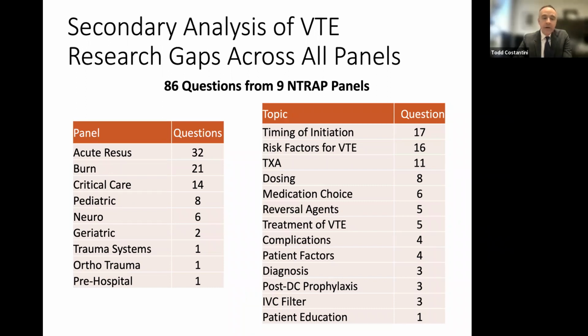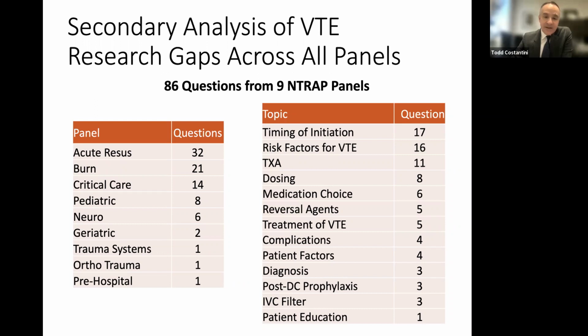And so by doing that, we were again able to come up with 86 questions. You see a majority of them, or at least 32 of them, came from the acute resus panel. There were 21 questions from the burn panel, 14 from the critical care panel. And you can see on down the line with just a few questions as you got down to pre-hospital. I was a little surprised that the orthotrauma panel only had 1 VTE related question, as this is an area of debate and constant discussion in our ortho trauma conference meetings at my institution. So I think there is certainly some opportunity for some questions that cross over pretty significantly.